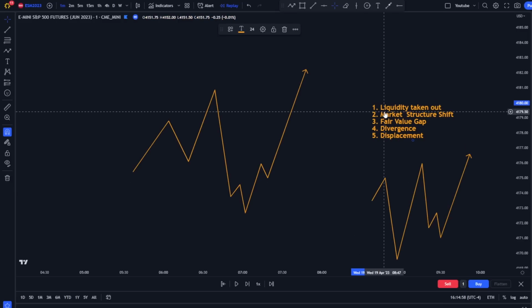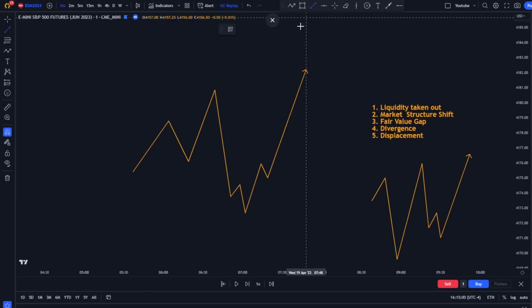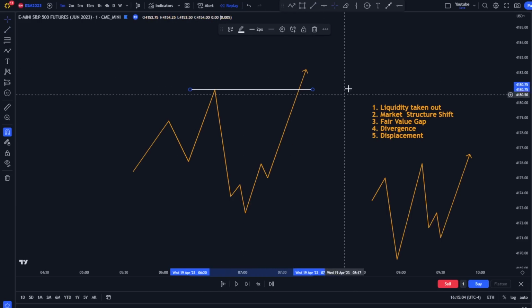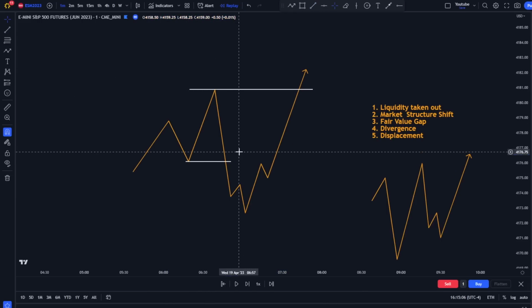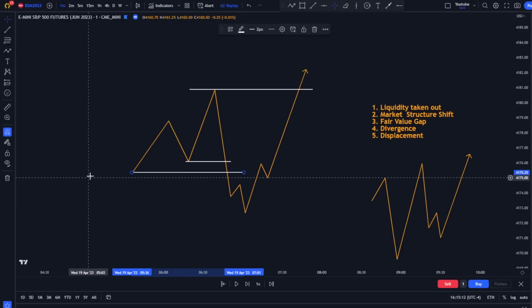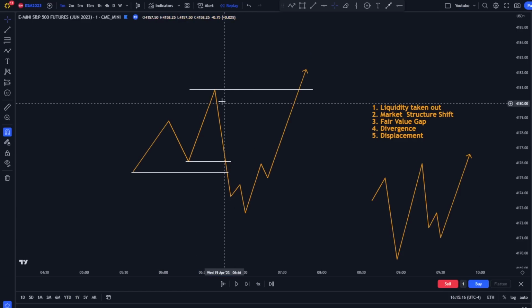So first you need liquidity taken out. Liquidity is where the stops are. So this right here would be liquidity, sell side liquidity, and this right here would be buy side liquidity. This would also be sell side liquidity. So we want to wait for the price to break the liquidity.